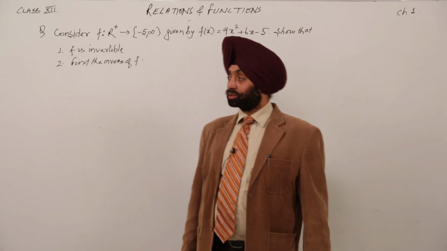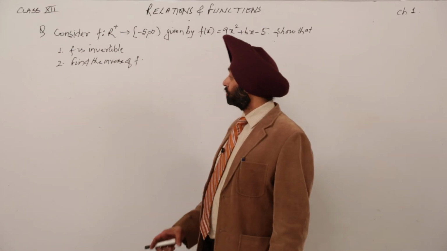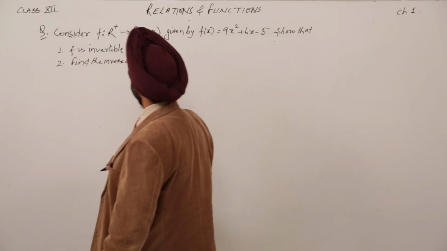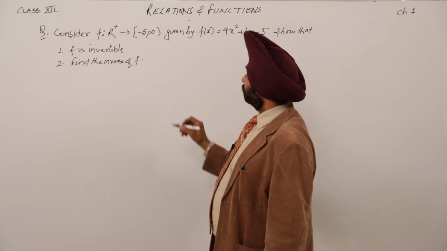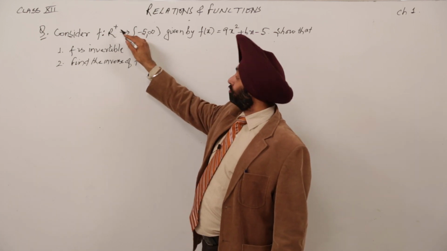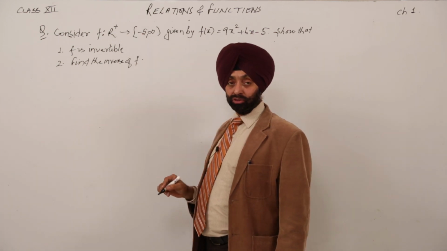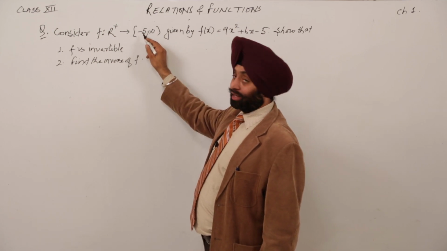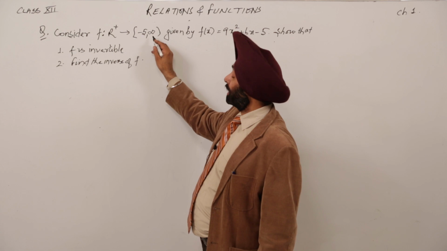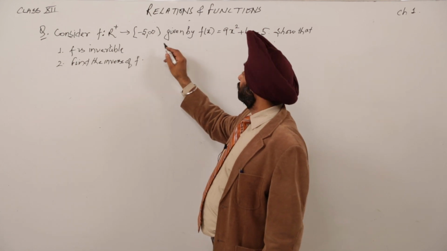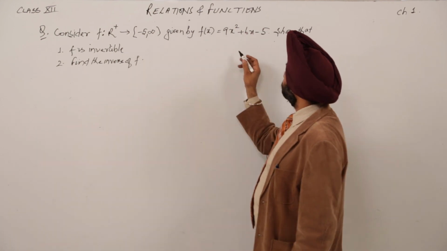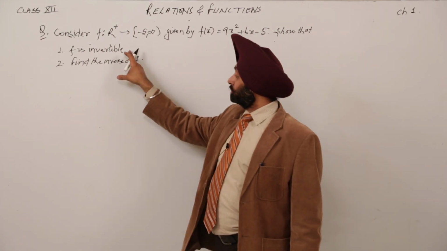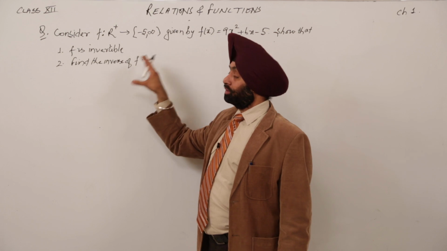Moving towards another question. The question is on the blackboard. Consider a function from the set of positive real numbers, R plus, to the interval from -5, that is closed interval, to infinity for the open interval, given by f(x) = 9x² + 6x - 5. Show that f is invertible and find the inverse of f.